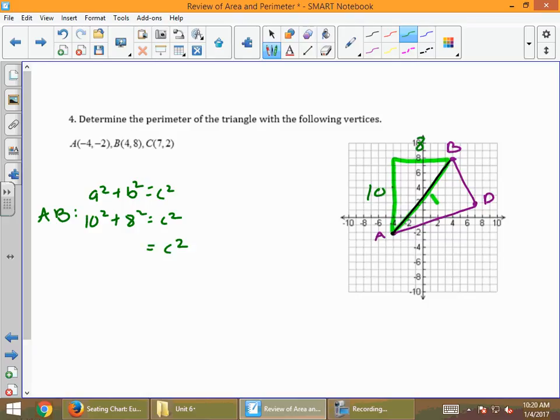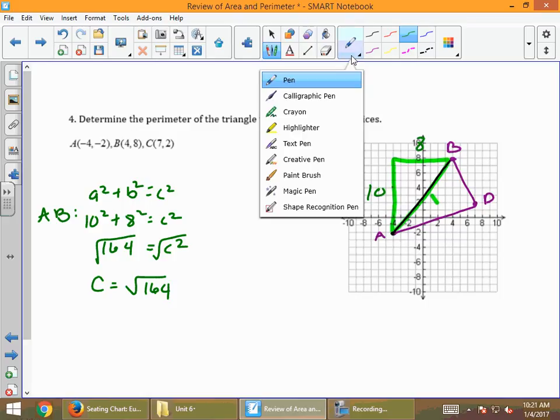I'm going to save you some steps. What is 10 squared plus 8 squared? 164. Okay. Get rid of the exponent, square root both sides, and we're going to round on this one, so just keep it as square root of 164. Don't worry about simplifying unless it specifies and says leave answer in simplest radical form. You repeat the same process with the other two sides.